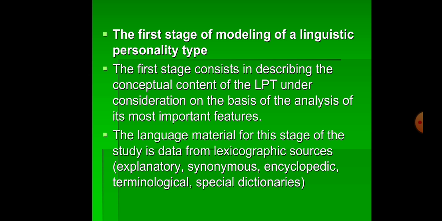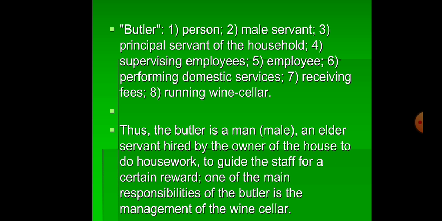The first stage consists in describing the conceptual content of the linguistic personality type under consideration on the basis of the analysis of its most important features. The language material for this stage of the study is drawn from lexicographical sources: explanatory, synonymous, encyclopedic, terminological, and special dictionaries. Let us demonstrate an example of such description.